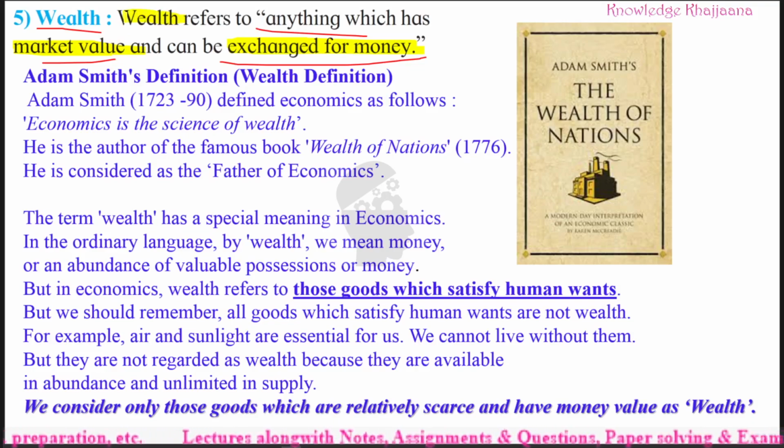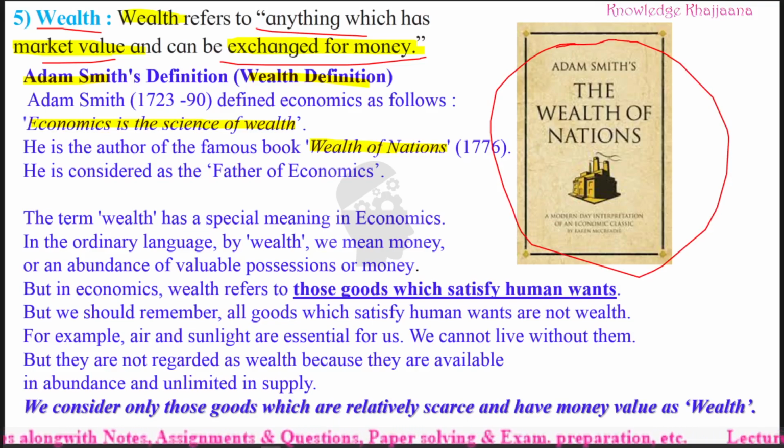Okay, see, who developed this definition? Adam Smith himself. See, Adam Smith's definition, that is the wealth definition. Adam Smith defined economics as follows. What did he define economics as? Economics is the science of wealth. Okay, according to Adam Smith, economics itself is the science of wealth. Now which wealth? See, as he is the author of the famous book Wealth of Nations. He is considered the father of economics. Okay, see, this is his famous book, the Wealth of Nations, written by Adam Smith.